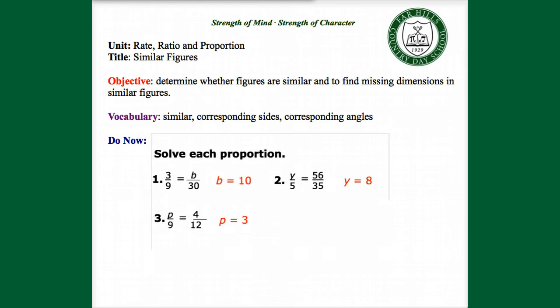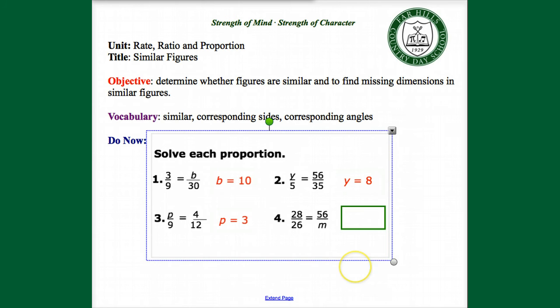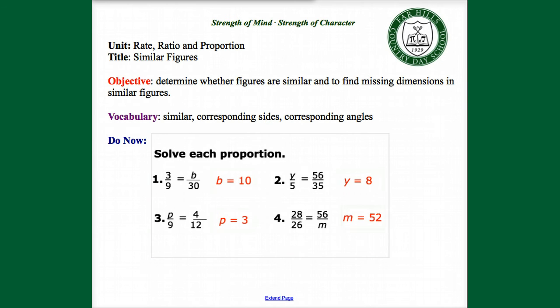Number 1, b equals 10. Number 2, y equals 8. Number 3, p equals 3. And in number 4, m equals 52.